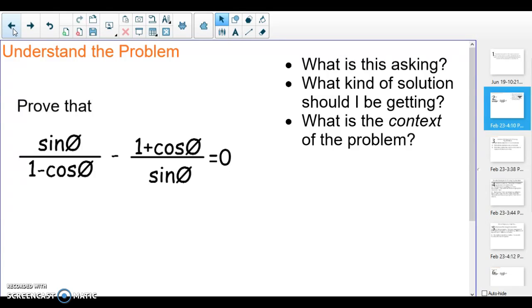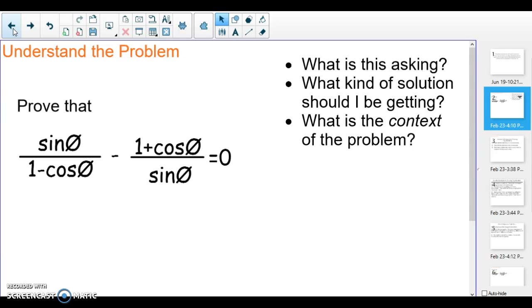So the first thing we're going to do is understand the problem. What even does this want me to do? Do I have to have a number answer? Am I just combining like terms? Do I even have like terms? What kind of solution should I be getting, and what exactly is the context of this problem? Could I move something over and cross multiply? What can I do? What is legal?